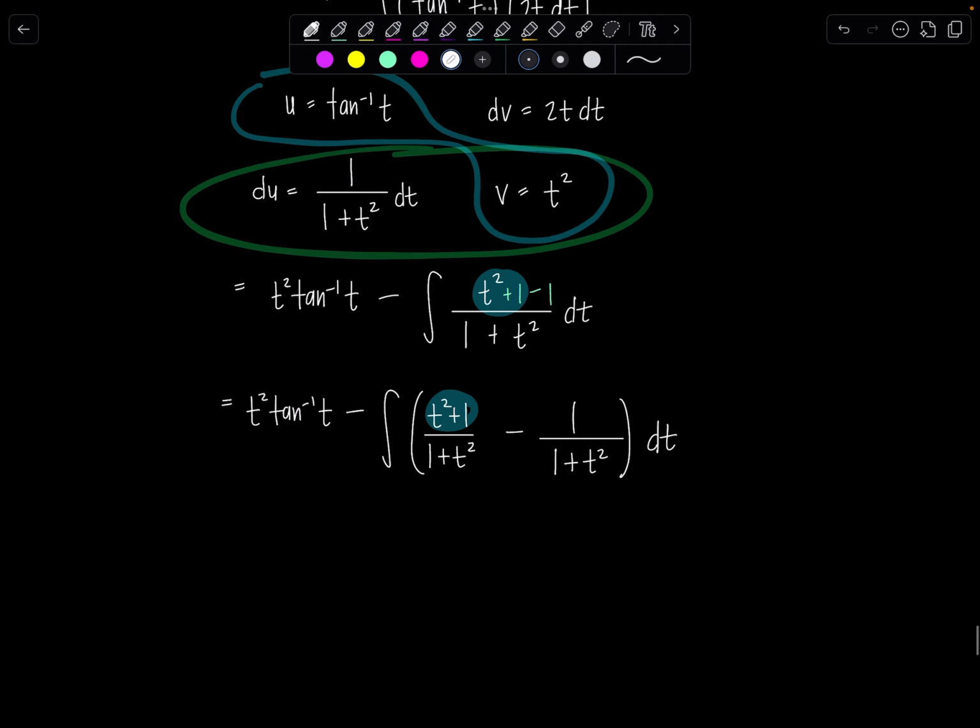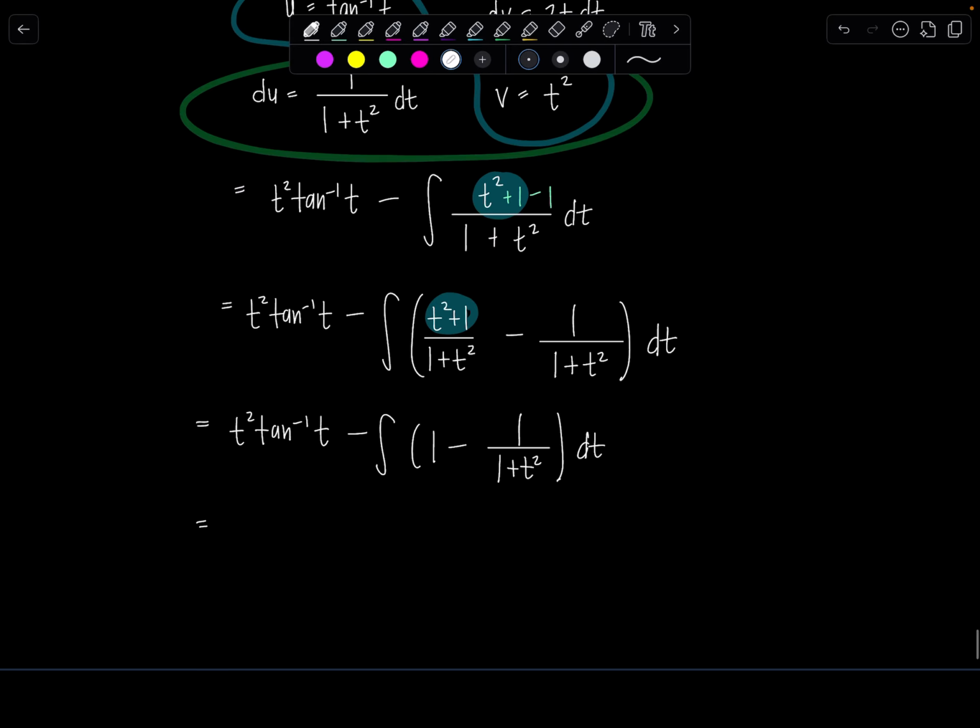But this is great because now I can just integrate with ease. I have t squared tan inverse of t minus the integral of 1 minus 1 over 1 plus t squared. We know the antiderivative for both these guys, don't we? Yes, Professor V. Oh, good. So t squared tan inverse of t minus, this will be t minus, that's right, tan inverse of t, plus C. Now's the time to put the plus C.